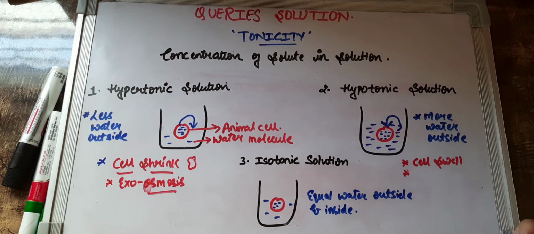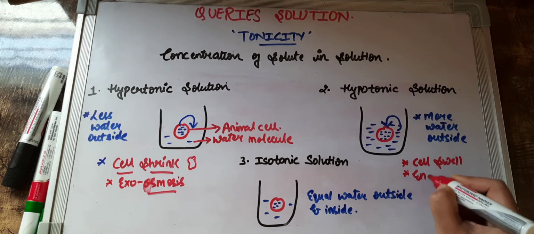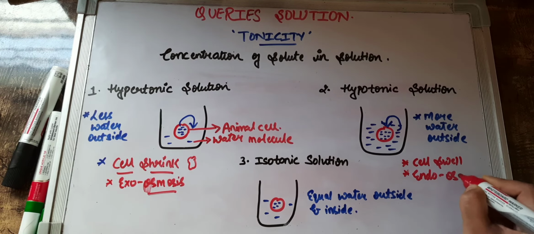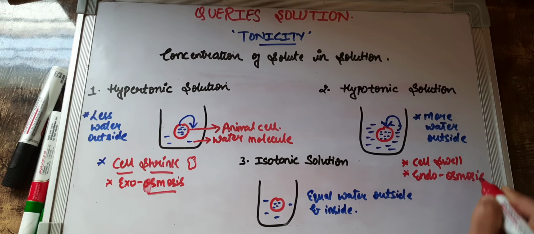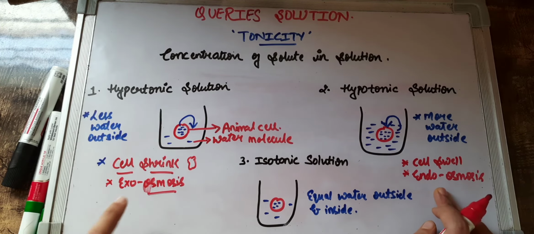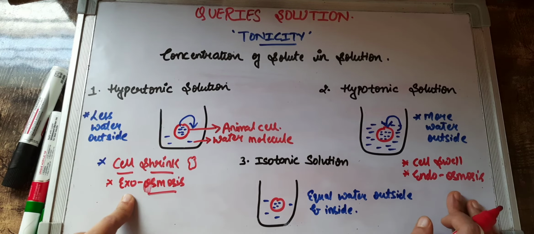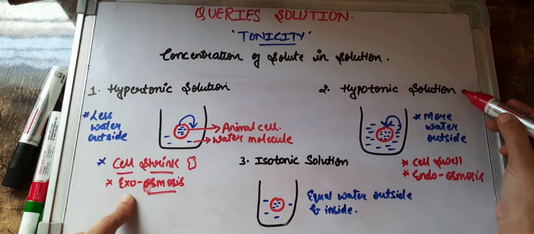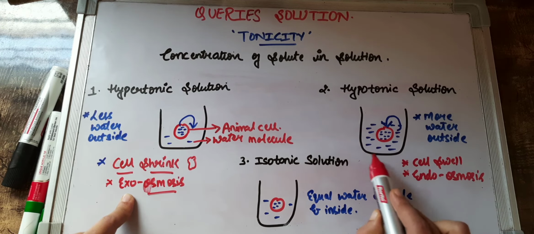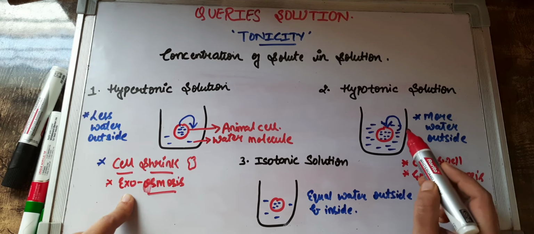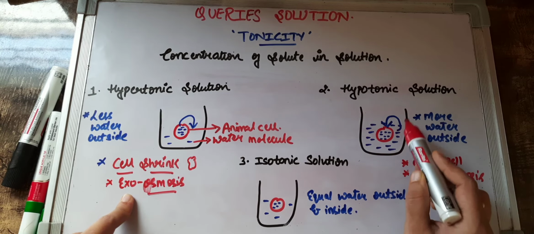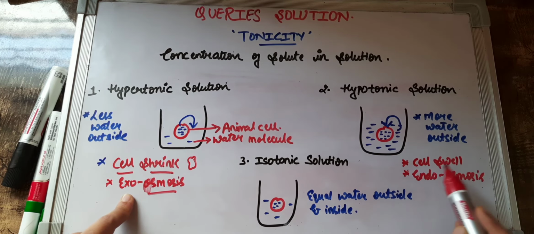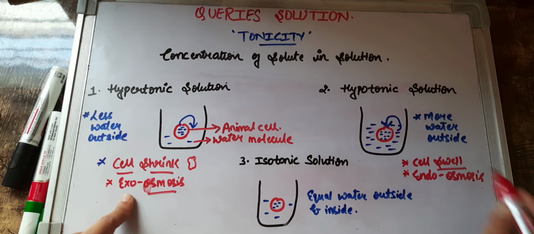And through which process is the water entering? Water is entering by the process of endosmosis. What is endo? When the water comes in. What is exo? When the water goes out. This is endo and this is exo. So if we place an animal cell in a hypotonic solution, since the concentration of water on the outside of the cell is higher compared to inside, the water will come in. And because of this, the cell is going to basically swell.